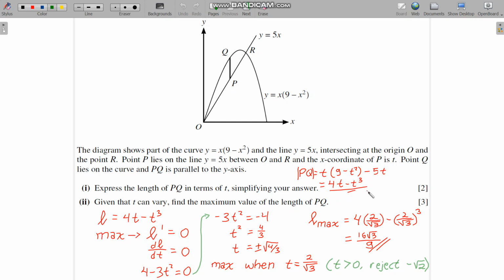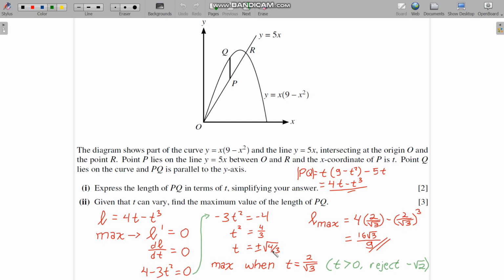Now we're finding the maximum value of the PQ. So to find the maximum value, we use y prime equals 0. So let's just call it L for the length. L equals this. The maximum is when L prime equals 0, or dL/dt, the derivative, which is 4 minus 3t squared equals 0, which means t can be plus or minus the square root of 4 over 3.